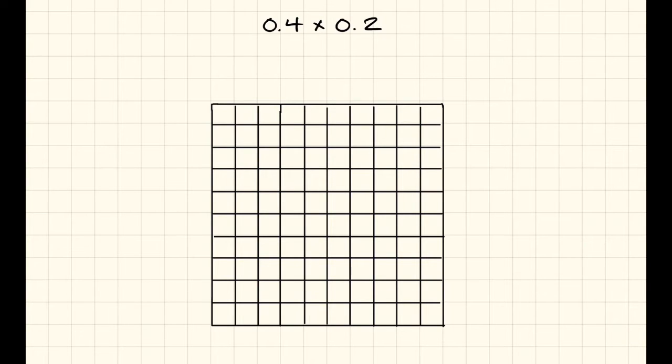Alright, let's take a look at illustrating the multiplication of decimals. On today's video, we're going to look at actually two different ways to illustrate the multiplication. We'll begin with illustrating the multiplication of a decimal times a decimal. So we'll look at, in our expression, 4/10 times 2/10.